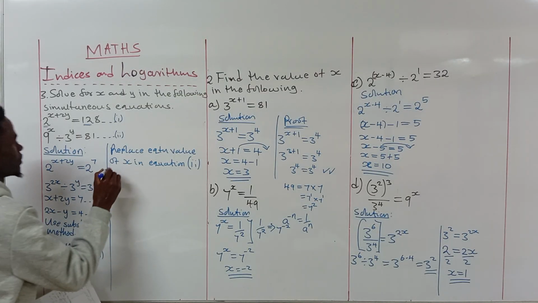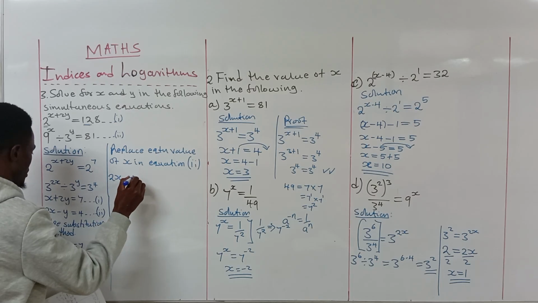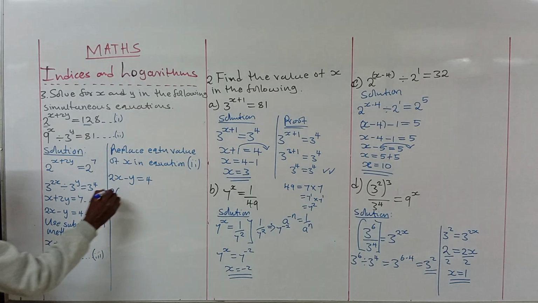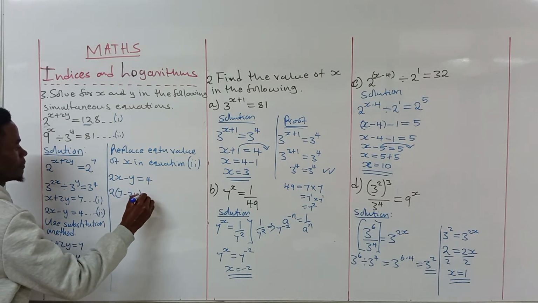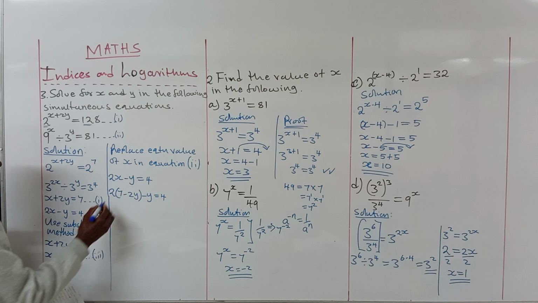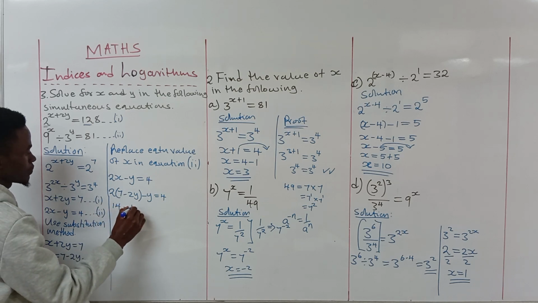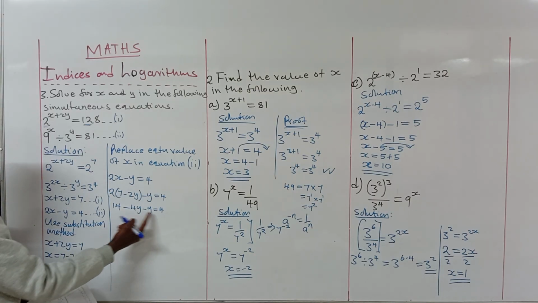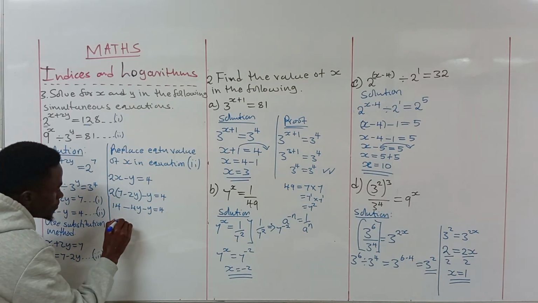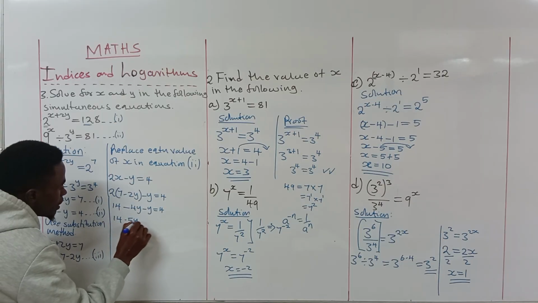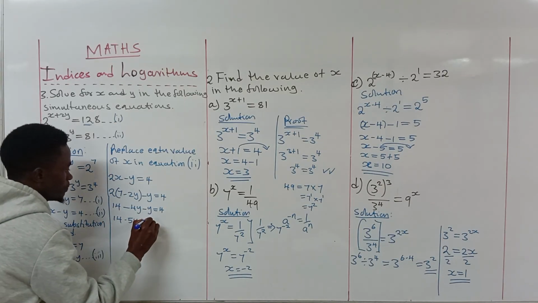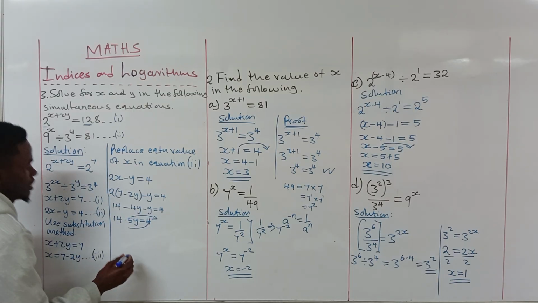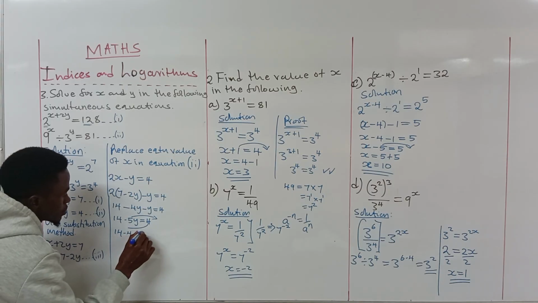So equation 2 is here. In equation 2, we have 2x minus y is equals to 4. So 2 into x, which is 7 minus 2y, minus y is equals to 4. So 14 minus 4y minus y is equals to 4. So this is 5y. So 14 minus 5y is equals to 4. So we can interchange. This one comes here, and then this one goes there. So it is 14 minus 4 is equals to 5y.